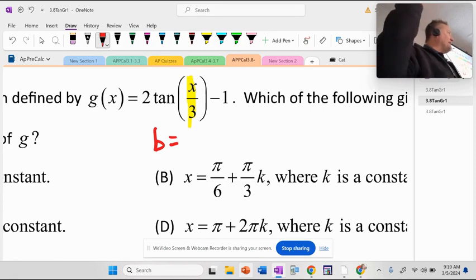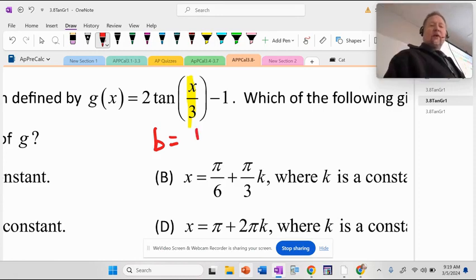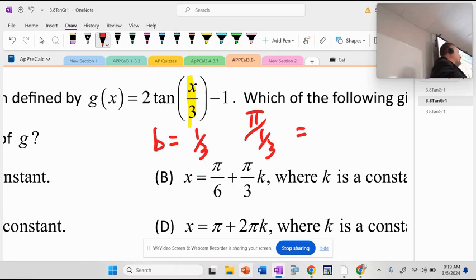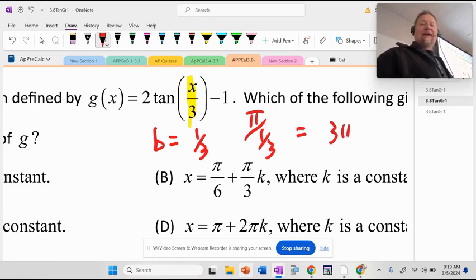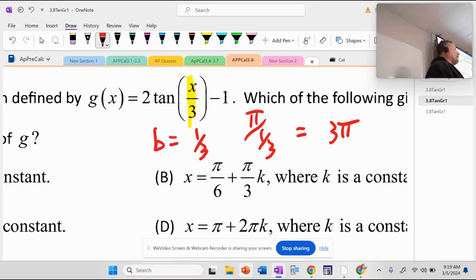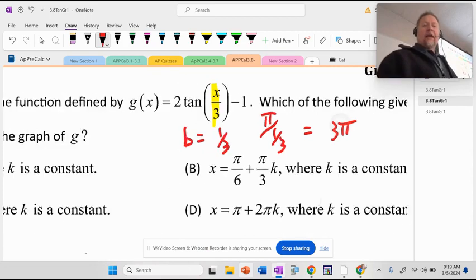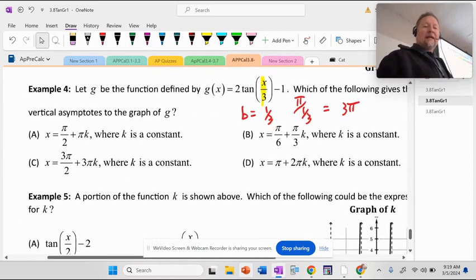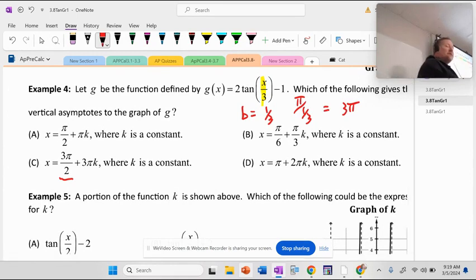So this is pi over 1/3, which ends up being what? Is that 3 pi? Okay, so this is 3 pi, not pi over a third. Remember, period is pi over b for this stuff. And then what did I tell you about asymptotes? Half of the period is where the first one is, and then a period away from each other after that. And then it should say where k is an integer.